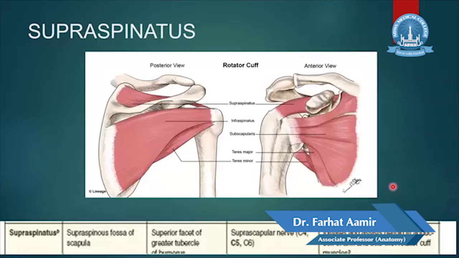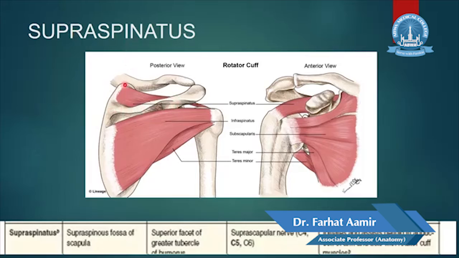Number 2 muscle is supraspinatus. Can you see here this muscle? This is supraspinatus muscle. Why is it named supraspinatus? Because it is above the spine of the scapula. Supra means above and spinatus refers to the spine of the scapula.